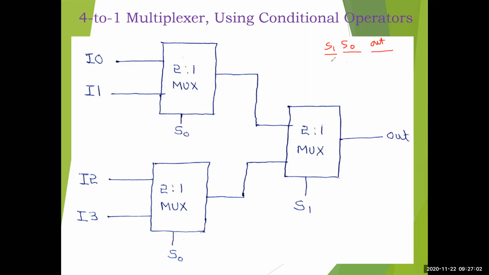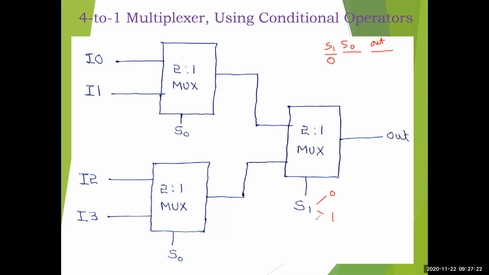Now, in the conditional operator, what will we write? First we will write S1. The S1 condition will be checked. What is the S1 condition? It will be either 0 or 1, only two cases, right? So for the first case, we will consider 0.